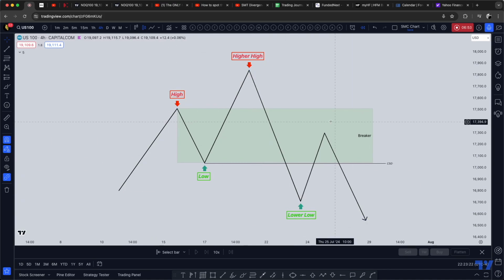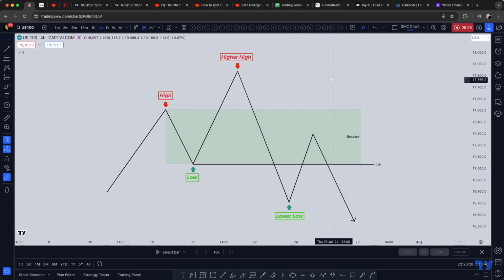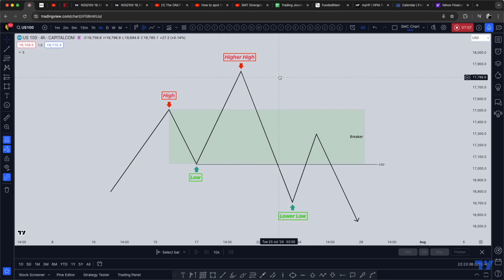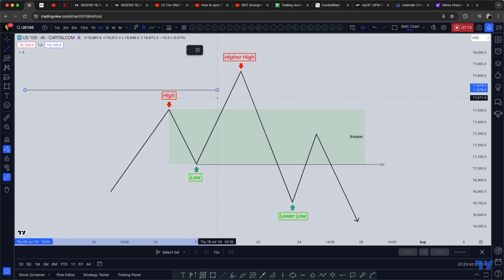So ideally, what is the best thing to do right here? Well, to make it better, because we just don't want to trade the breaker. What are the confluences? What are the convictions that we need? What are the confluences that we need in order for us to take it? Well, first of all, liquidity. That's the main and one of the most important things, liquidity.